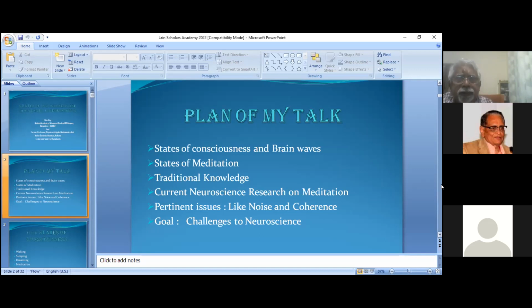And just now I got the book in English translation. I cannot tell much about Jain wisdom, but in some future interactions, or maybe here, there are some Jain scholars who can enlighten me in the discussions. Then I will talk about the current neuroscience research on meditation, the pertinent issues, and the challenges to neuroscience.